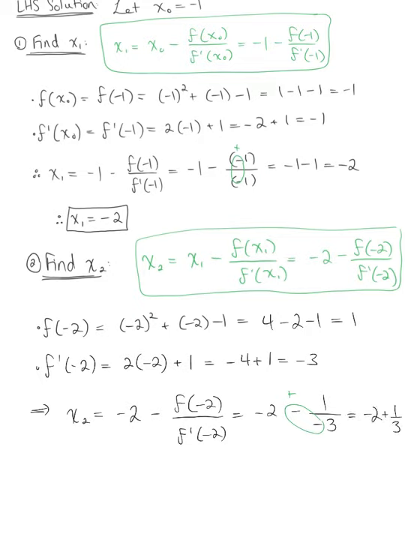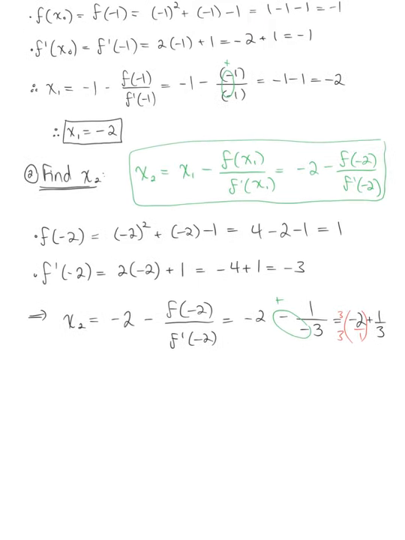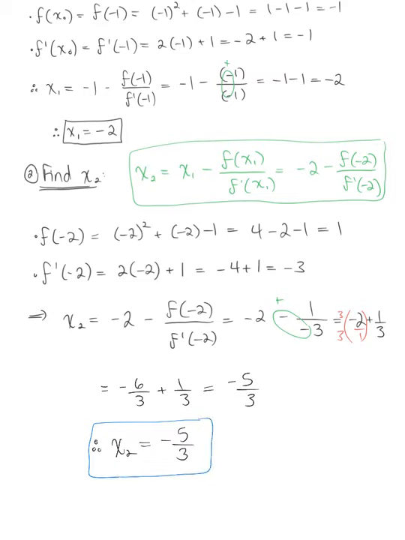So when I get that common denominator here, I can think about negative 2 as negative 2 over 1, multiplying the numerator and denominator by 3. We have negative 6 thirds plus 1/3 for a final answer of negative 5 thirds. So therefore, the second approximation for the left-hand side solution is negative 5 thirds. And this is our answer.